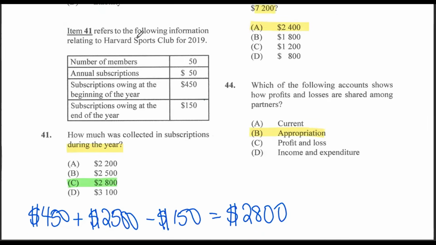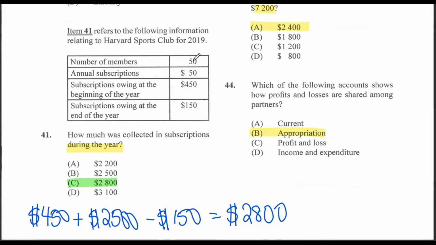Now, question 41 is a question that's really not supposed to show up here, because this is subscriptions to account, which is no longer in your current syllabus. However, with the upcoming changes, it may come back in your syllabus, but right now, not there. But anyhow, we can still have a look. How much was collected in subscriptions in a year? This is falling under your non-profit organizations.